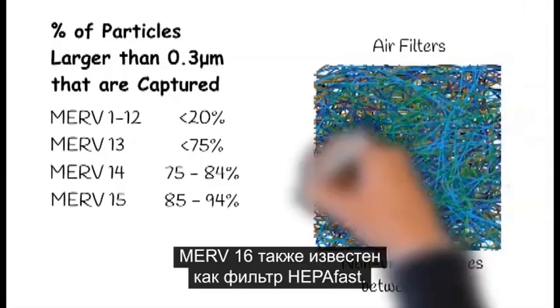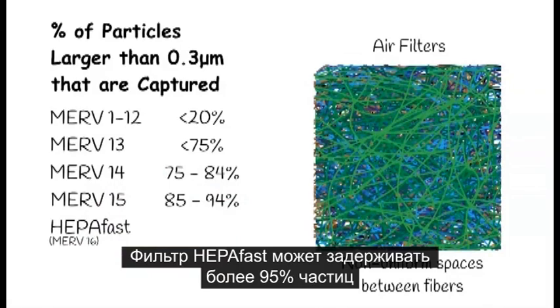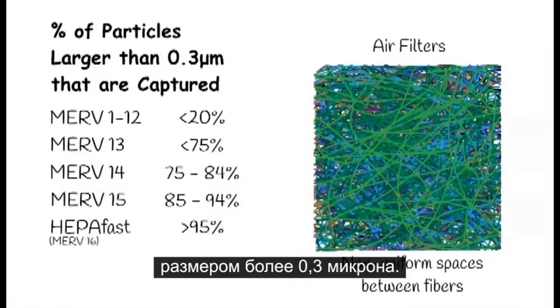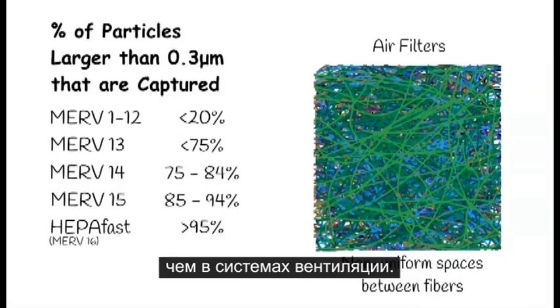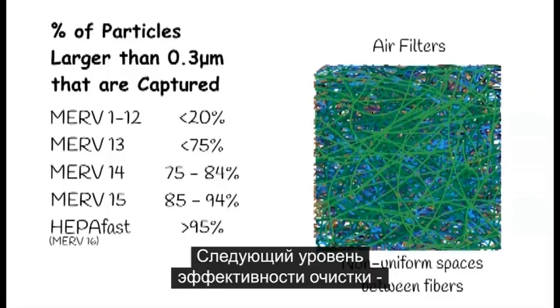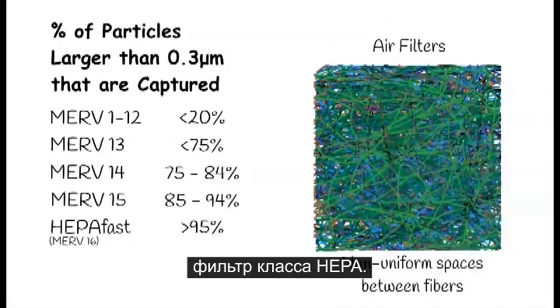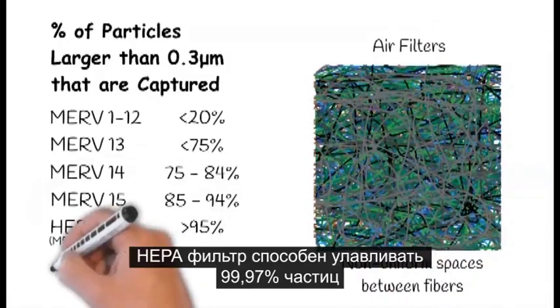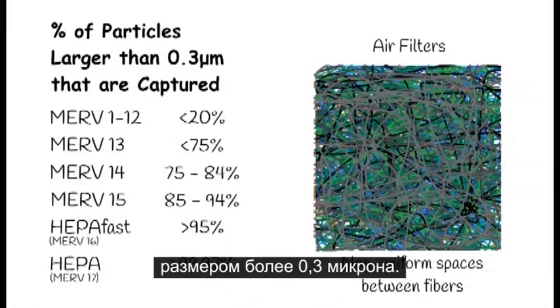MERV 16 is also known as a HEPA-fast filter. A HEPA-fast filter can stop more than 95% of particles larger than 0.3 microns. HEPA-fast filters are more commonly found in portable air cleaners rather than in HVAC systems. The next level of filter cleaning efficiency is a HEPA filter. A HEPA filter can clean 99.97% of particles larger than 0.3 microns.